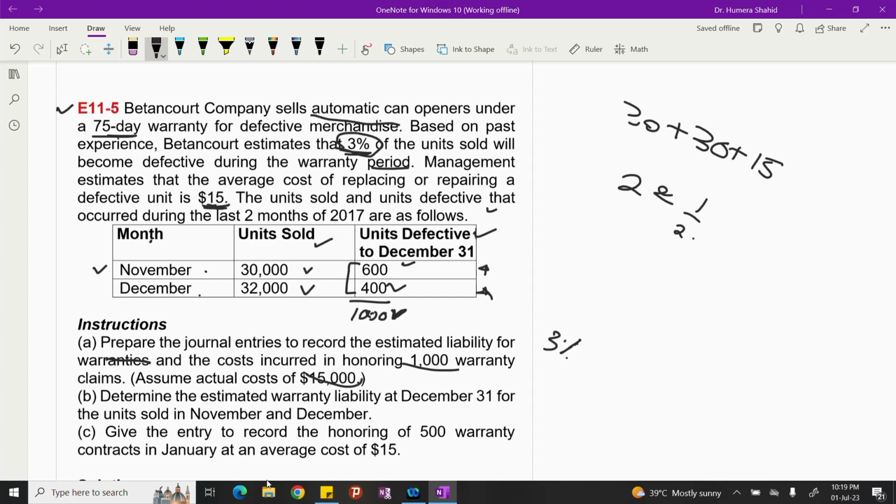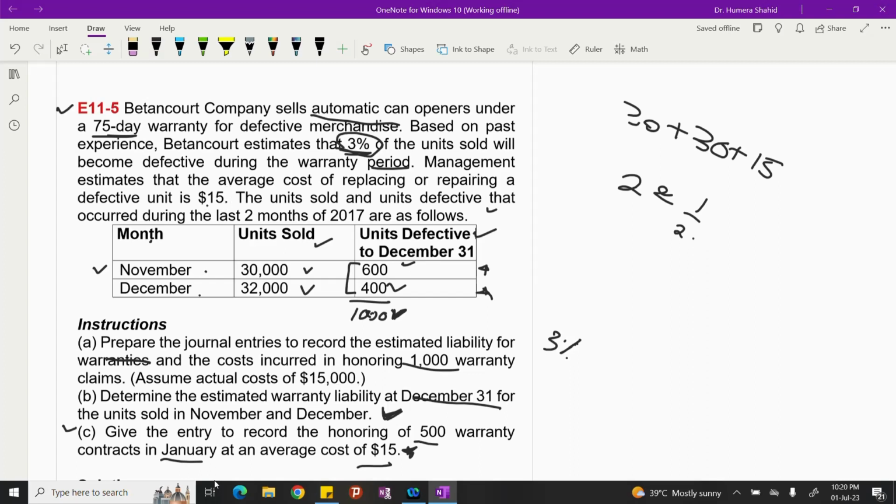The second one is point number B: determine, they're not asking us to record. They want us to determine the estimated warranty liability at December 31st for the units sold in November and December. They say at the end of the year, check how much more you expect the units will come back. So we'll make a table and try to identify it. And point number C says give the entry to record the honoring of 500 warranty contracts in January at an average cost of 15. So in January, some more units came back for repair, and the average cost is still 15. Even if they don't mention 15, we know that it is 15.